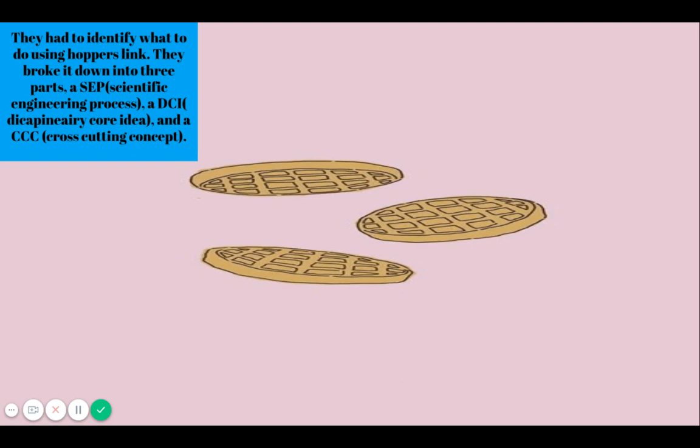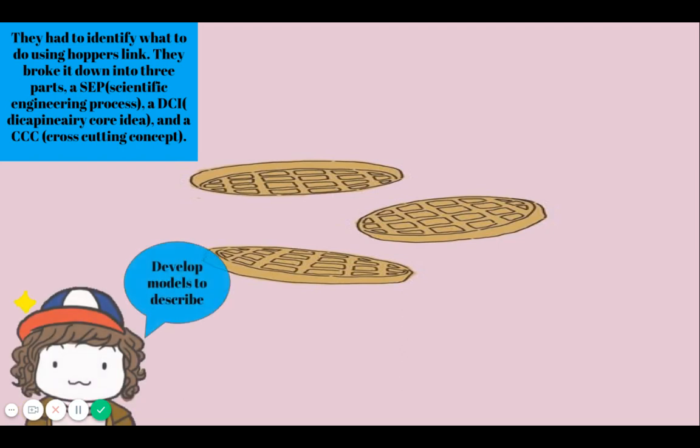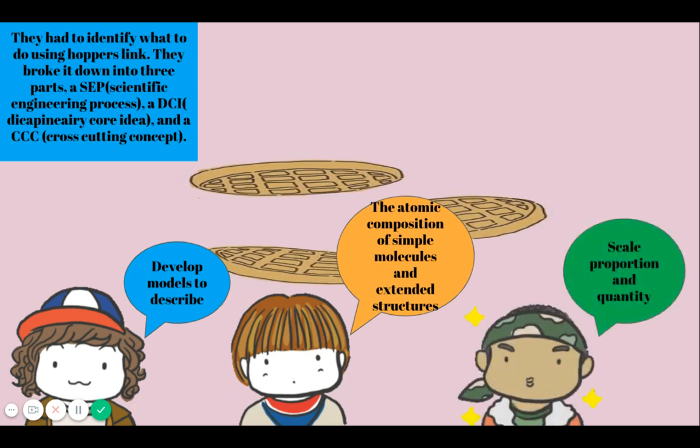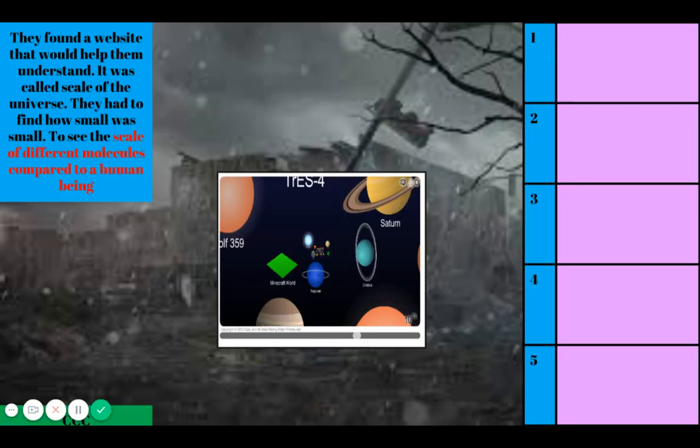They broke it down into 3 parts: a SEP, Science and Engineering Practice, a DCI, Disciplinary Core Idea, and a CCC, Cross-Cutting Concept. Develop models to describe the atomic composition of simple molecules and extended structures. Scale, proportion, and quantity. They found a website that would help them understand. It was called the Scale of Universe, also known as scaleofuniverse.com.